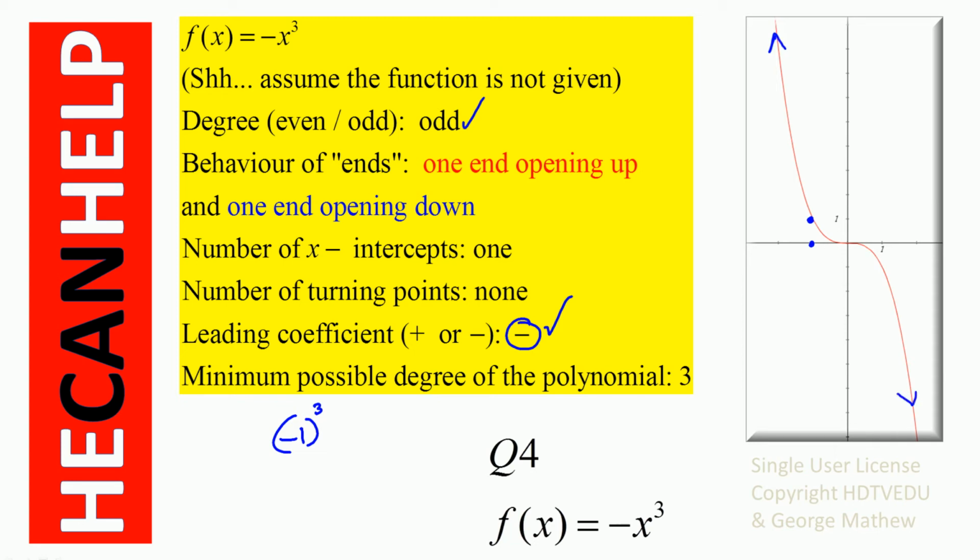Behavior of ends, one end opening up and one end opening down. Number of x-intercepts, just 1. Number of turning points, none. Remember, like this, one, like this, one. But when it is like this, you have no turning points. Minimum possible degree of the polynomial, 3. It could not be 1. If it is 1, it is a straight line. So we exclude straight lines. So it is 3.